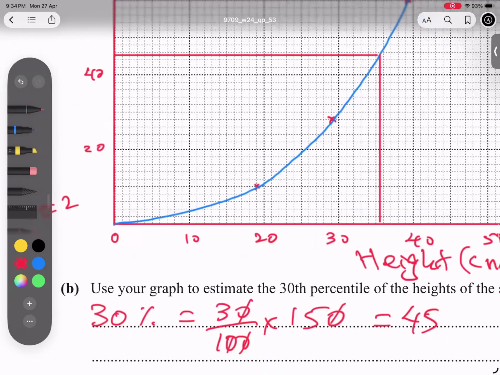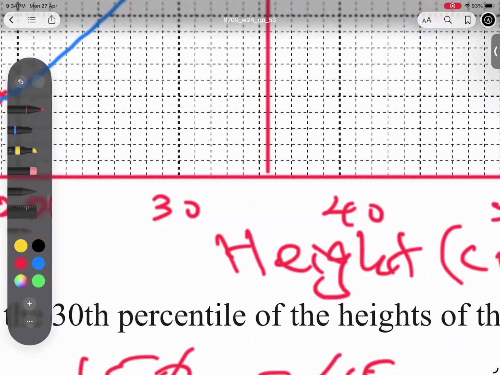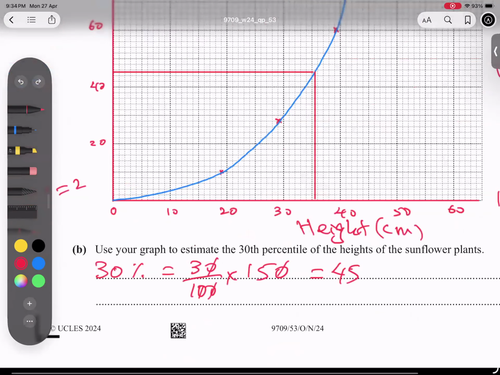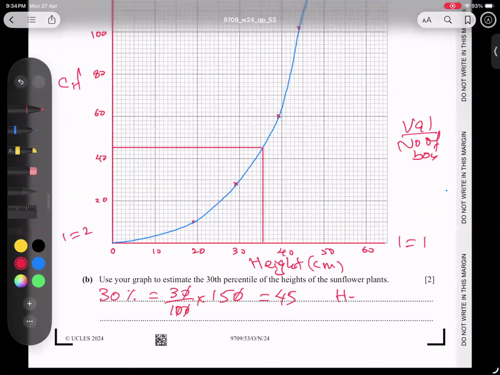You know that one box is 1. If one box is 1, then 31, 2, 3, 4, 5, gives 35.5. It is close to 36, but we can say 35.5. So the height is equal to 35.5 centimeters. I hope the point is clear. This is done, and let's go for the next page.